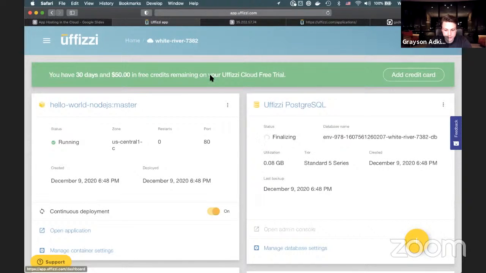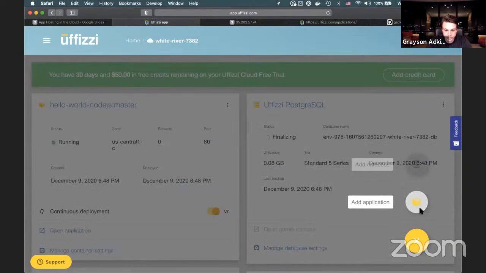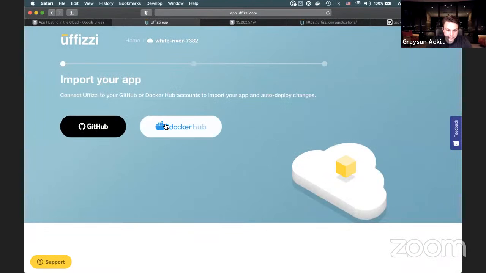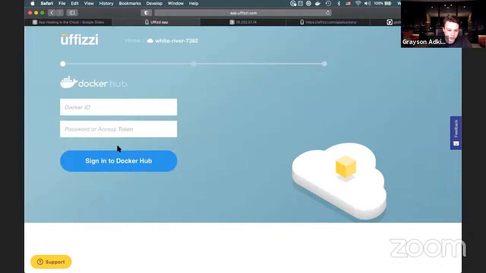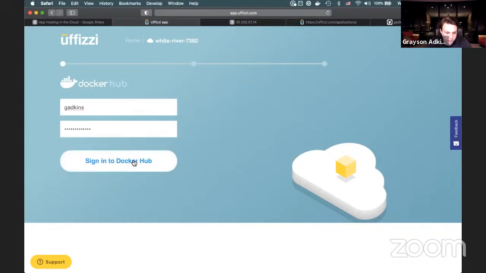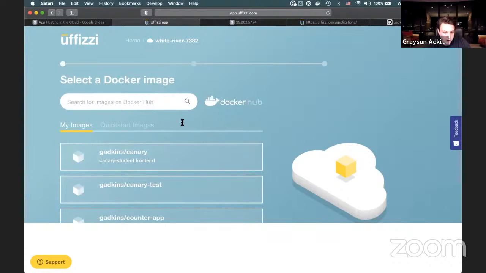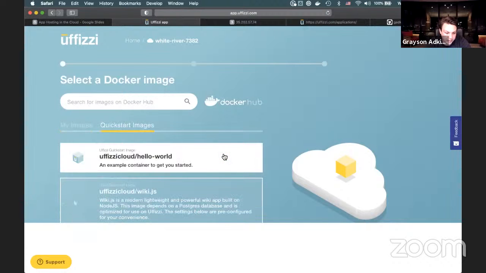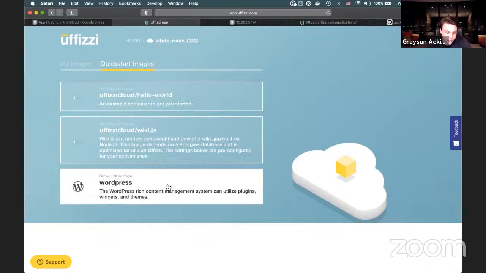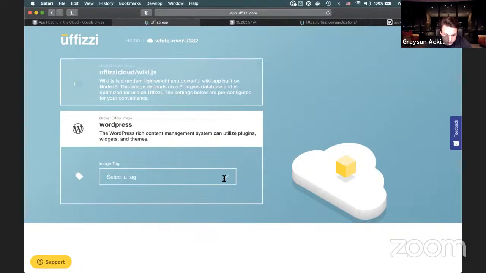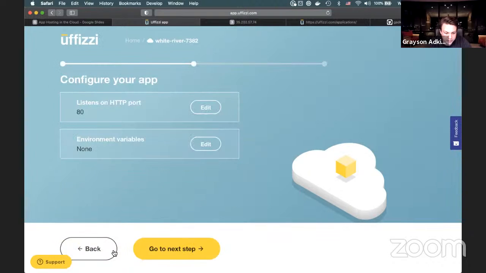So for example, let's say I wanted to add a new application, and in this case I'm going to pull from Docker Hub. You can also pull images straight from Docker Hub, and I can grab things like WordPress, which is a good example that most people know. I'm going to choose the latest tag here and go next.